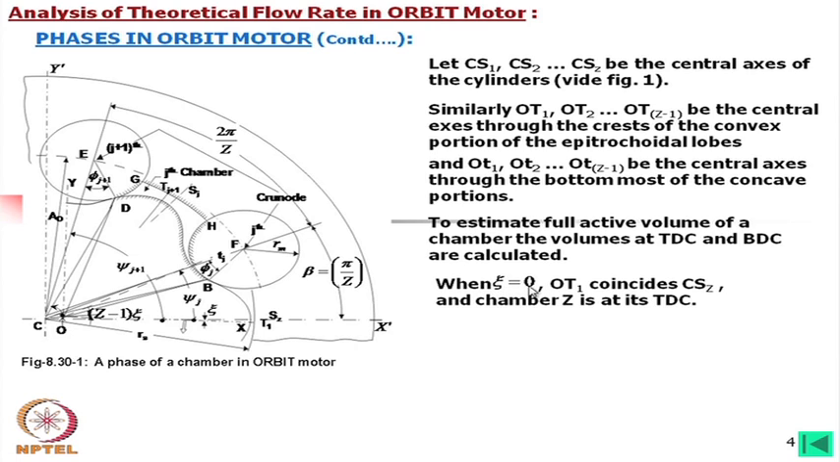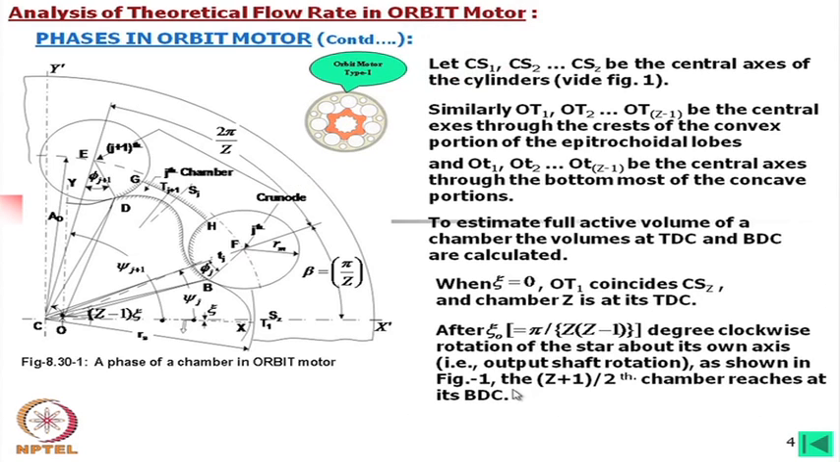When the shaft rotational angle is equal to 0, OT1 coincides with CSZ. In that case, if we take Z equal to 7, chamber Z is at its top dead center. Now, after an angle that is calculated as pi by z into z minus 1, we will arrive at another chamber, given by z plus 1 by 2, which reaches its bottom dead center.